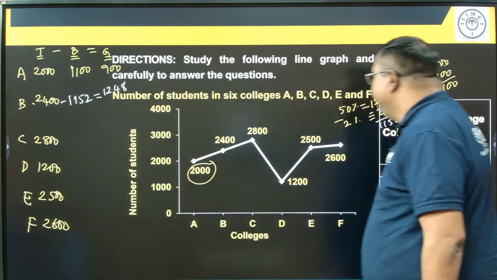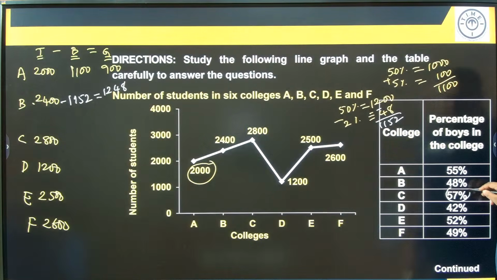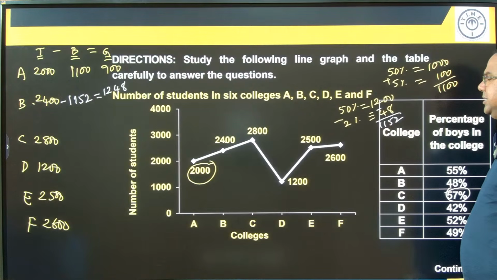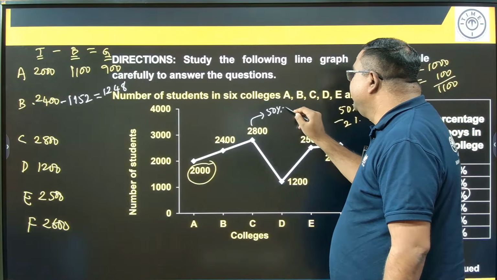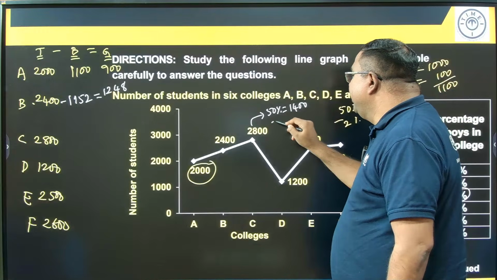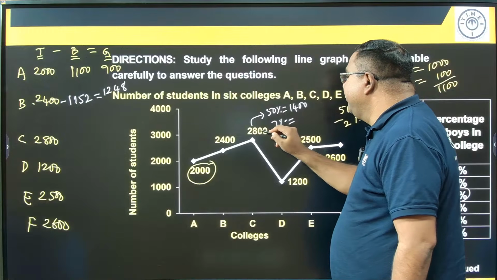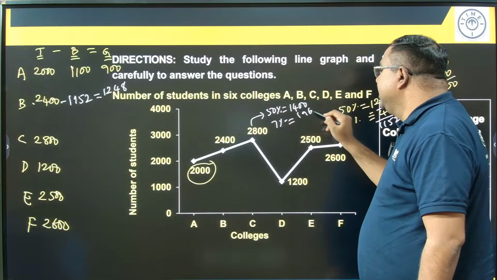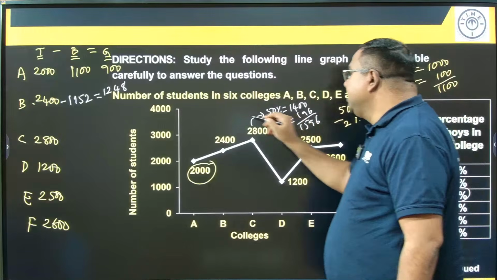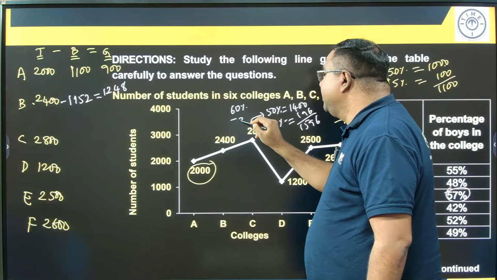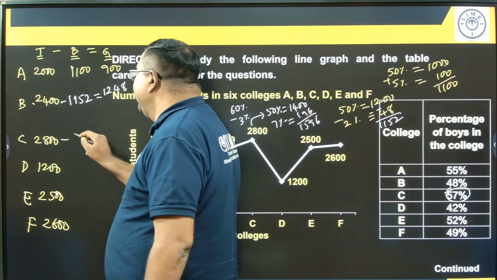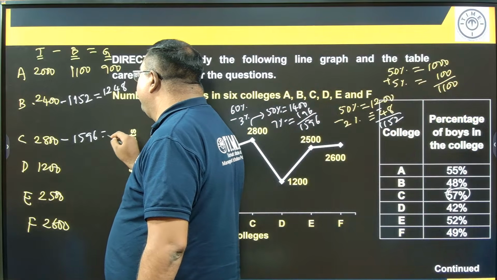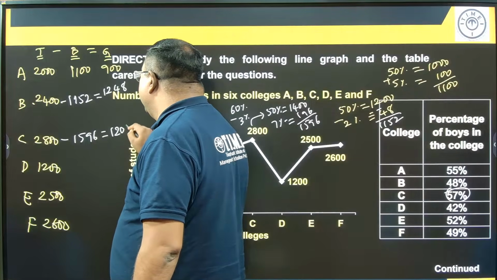Right? Then 2800, out of 2800, 57% are boys. How do you get 57%? You can do like this: 50%, half of this, 1400. 7%: 1% is 28, 7% is 140 plus 56, 196. It is 1596. Or you can also do this as 60% minus 3%. Anything is okay. Or 57 into 28 also you can do. So 1596. If I add 4, it will be 1600. So it is 1204 number of girls.